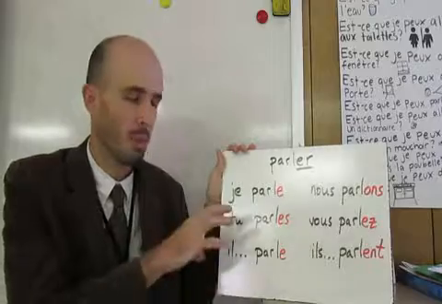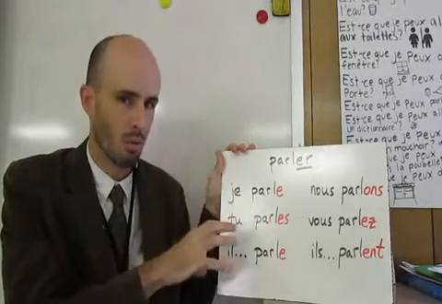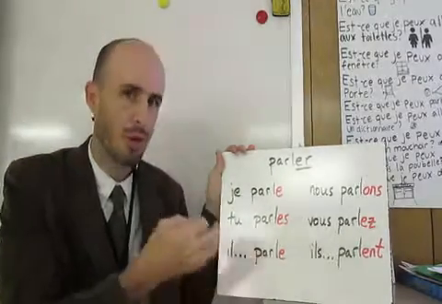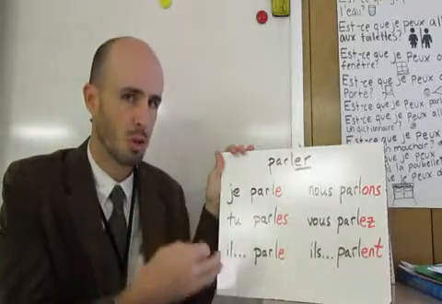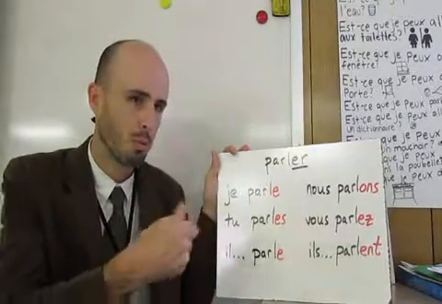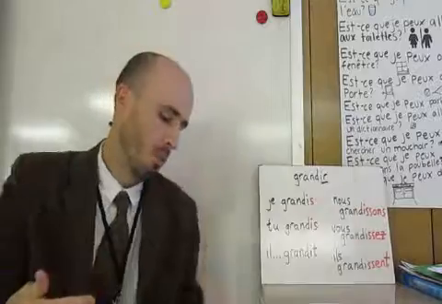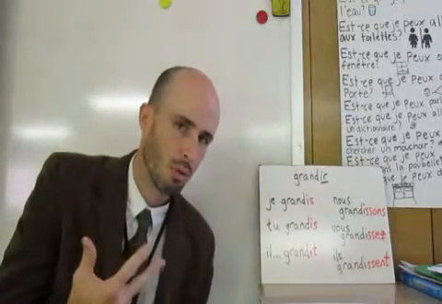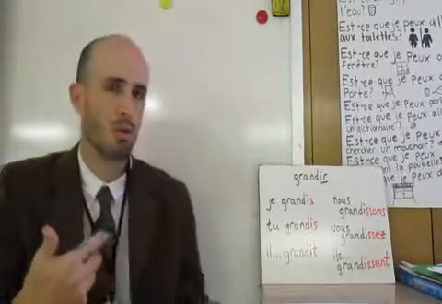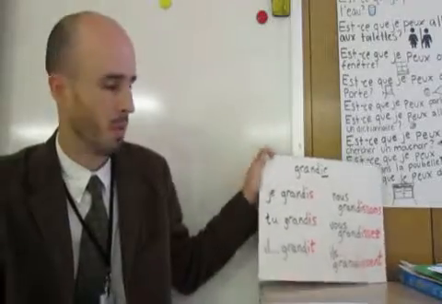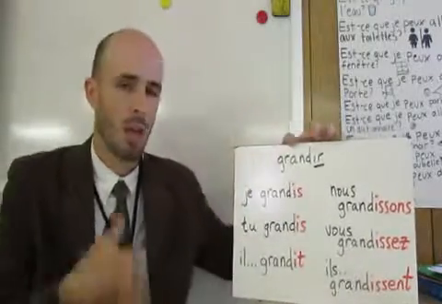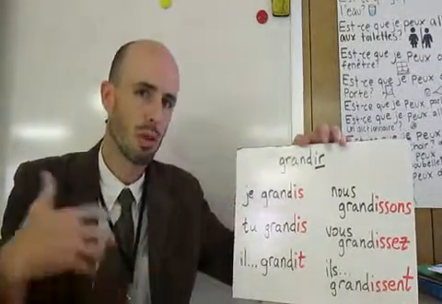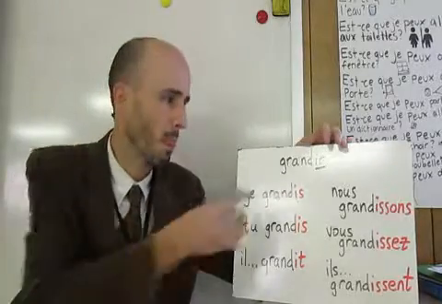Okay? So that would be an example of a regular ER verb, a demonstration of the regular ER verb paradigm or conjugation. So we're going to go another step further. We're going to see our second regular verb pattern today, which is our IR verb pattern. So again, if I take an infinitive, grandir, which means to get bigger, grandir.